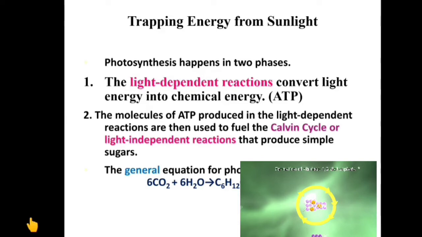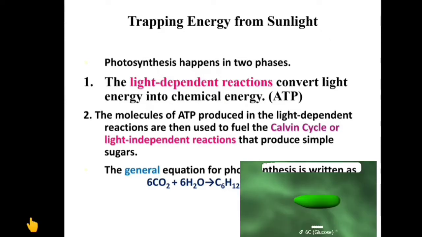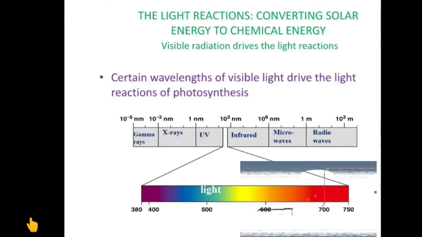So photosynthesis happens in two phases. In the first phase, the light dependent reactions convert light energy into chemical energy, that is ATP. In the second phase, the molecules of ATP produced in the light dependent reactions are then used to fuel the Calvin cycle, or light independent reactions, that produce simple sugars. The general equation for photosynthesis is 6CO2 + 6H2O gives C6H12O6 + 6O2.